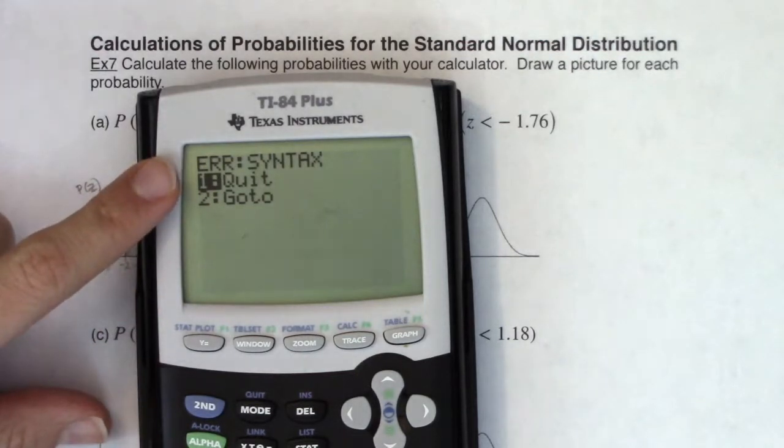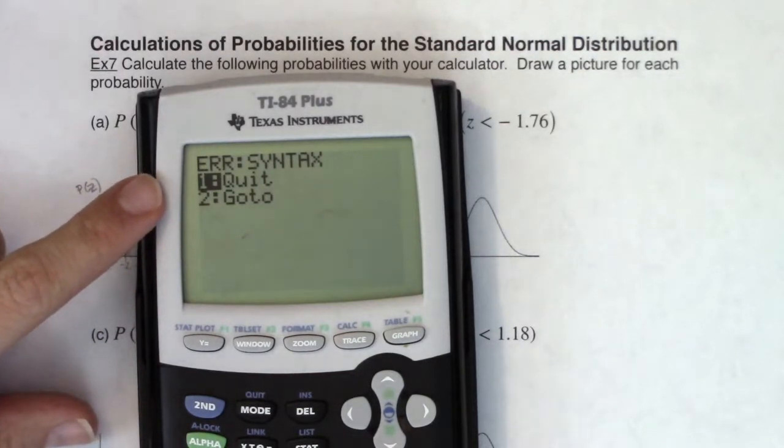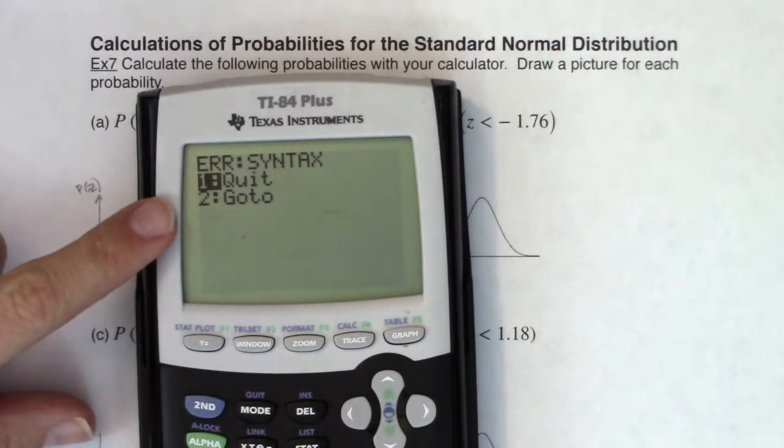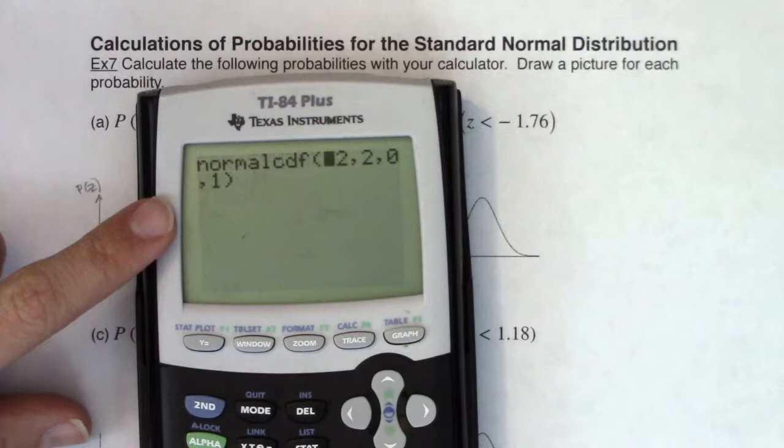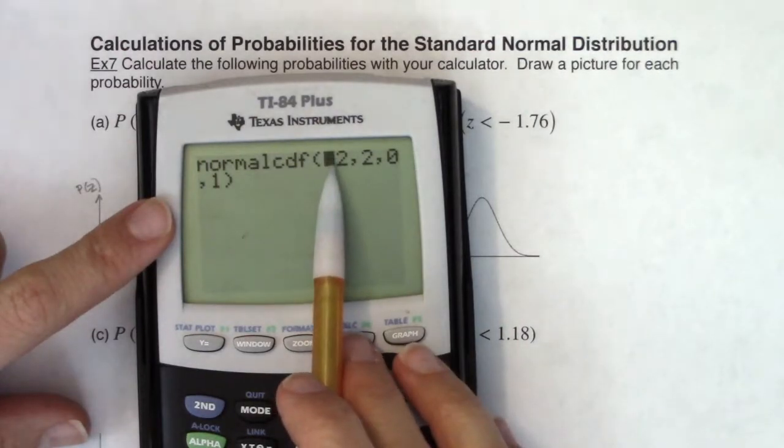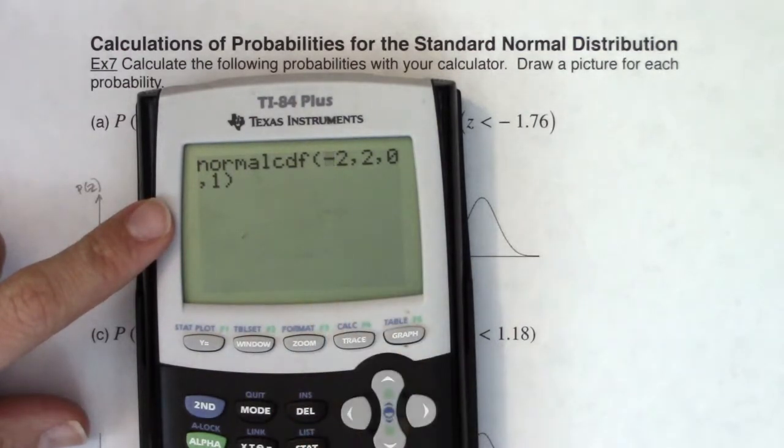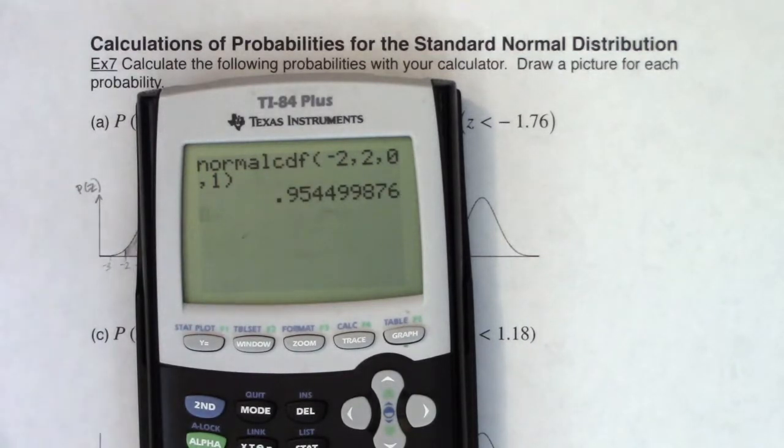We're not quitters, all right? We might feel like it sometimes. That's okay. That's totally natural, especially with all this probability stuff. But we're going to go to our error. It's a syntax error. It's a typo. And it's telling you right there, hey, I can't handle this subtraction symbol. So change it to the negative, and then you're good to go, okay?